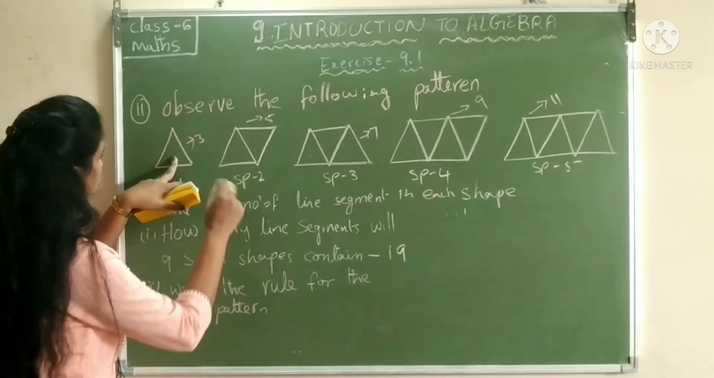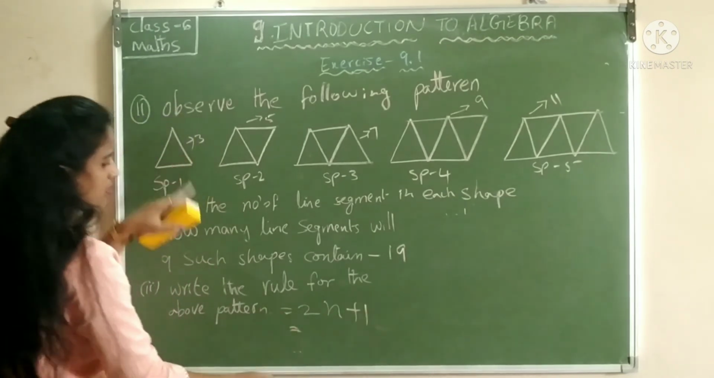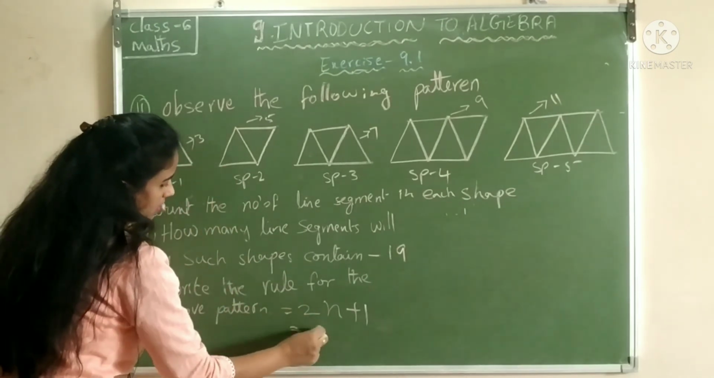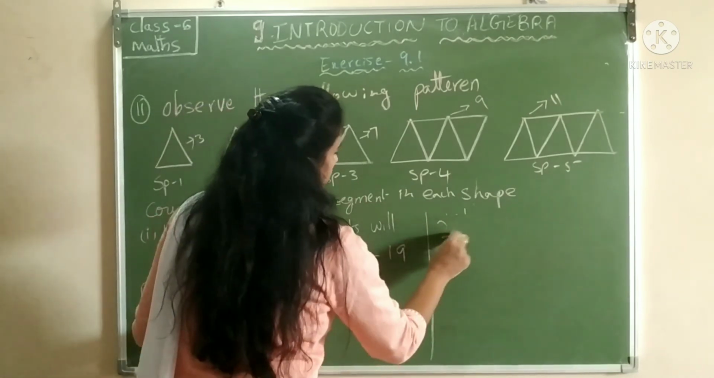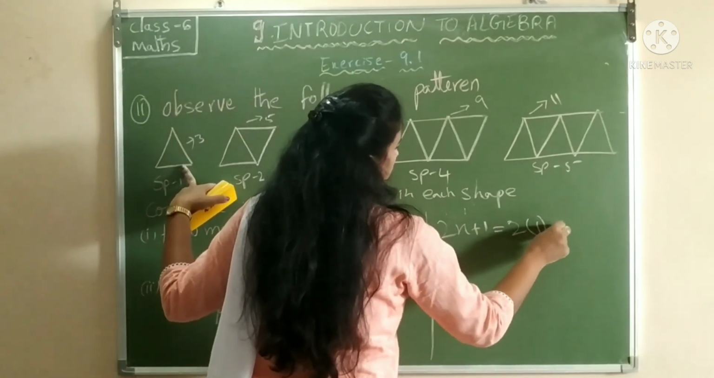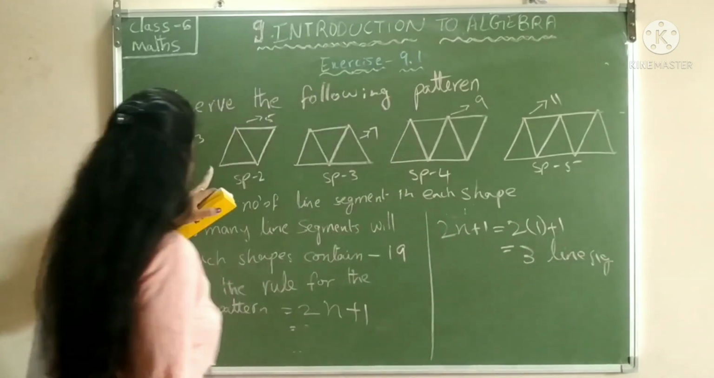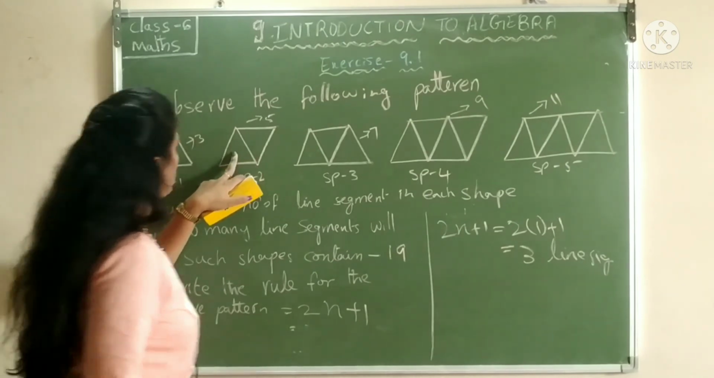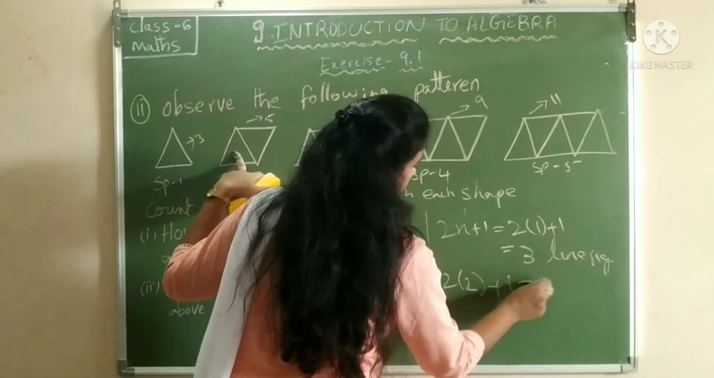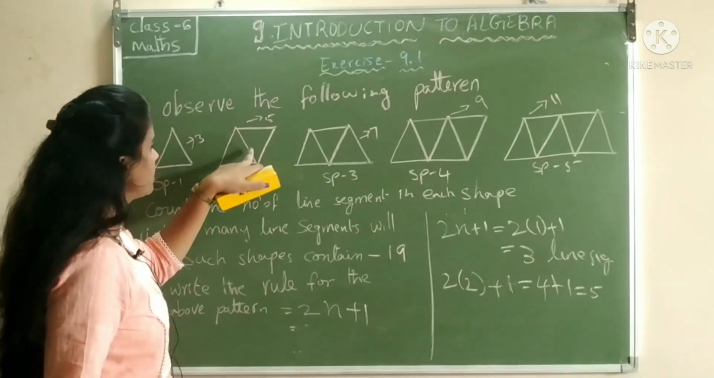See. 2n plus 1. See here 2n plus 1. Here n is equal to number of shapes. Suppose take 2n plus 1. Then number of shapes, how many are there? 1. 2 into 1 plus 1. 3. 3 line segments. Okay. These are line segments. And again 2 shapes. How many shapes are here? 1, 2. Then 2n plus 1 is equal to 2 twos are 4 plus 1. 5 line segments. See, 5 line segments needed.